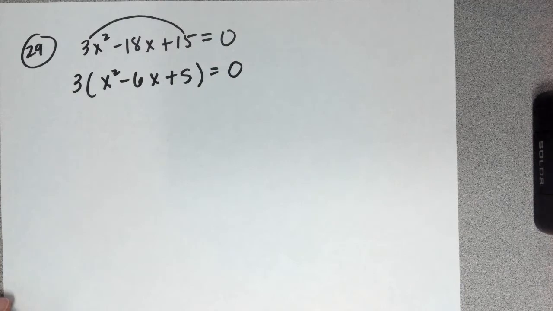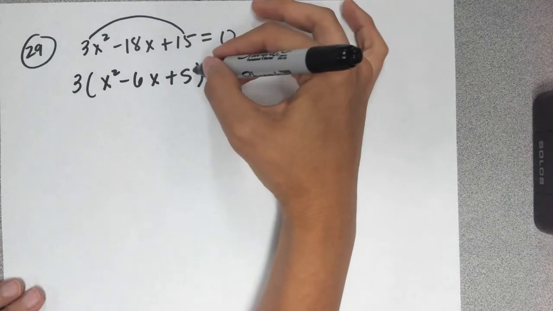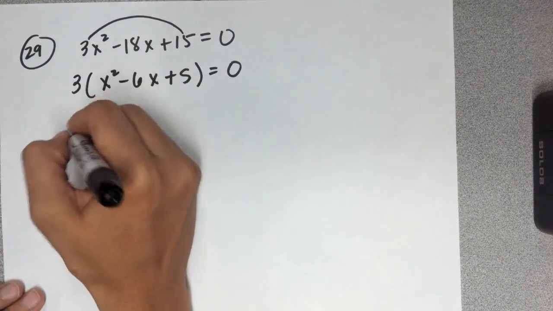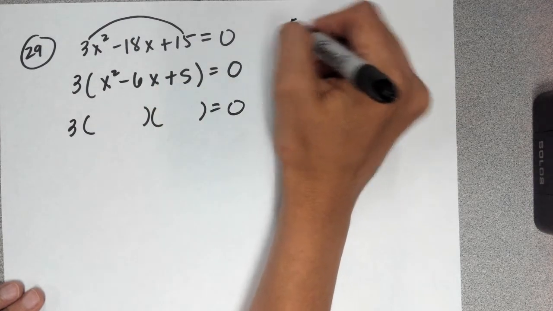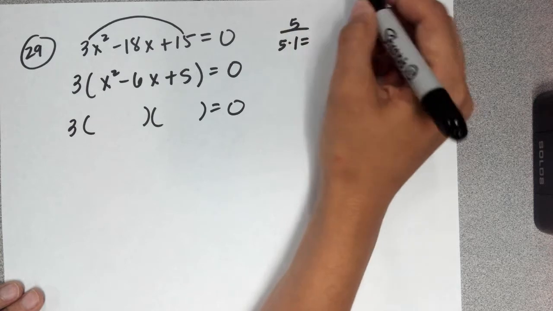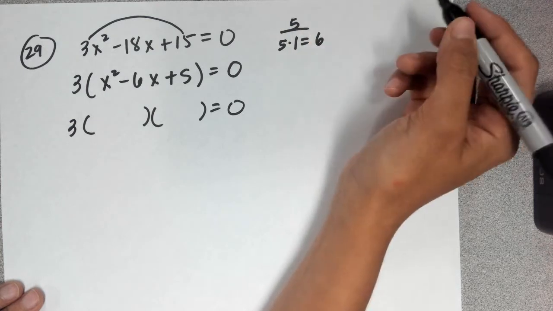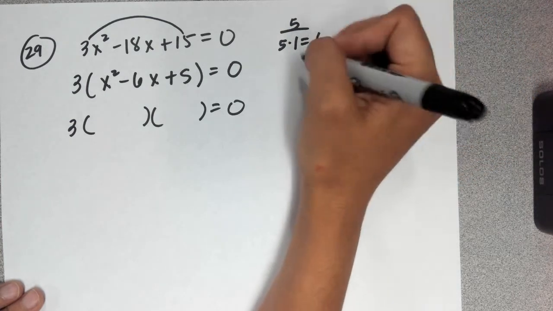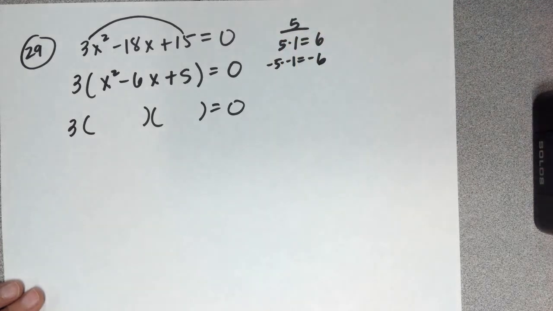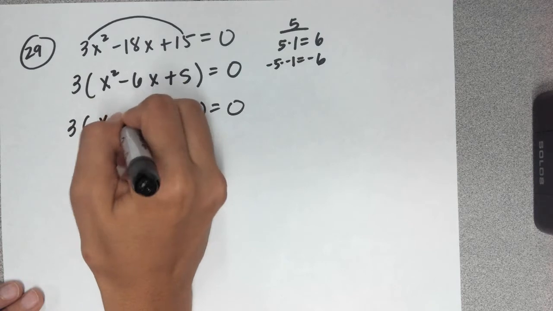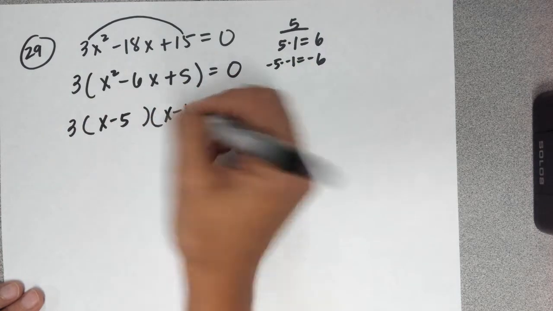So now what I'm going to do is look at what are the factors of 5. Now it's a guess and check. So what are the factors of 5? I have 5 and 1. So 5 times 1 gives us 6 when you add, but I need negative 6. It's going to be negative 5 times negative 1, so you get negative 6. So this will be x minus 5, x minus 1.